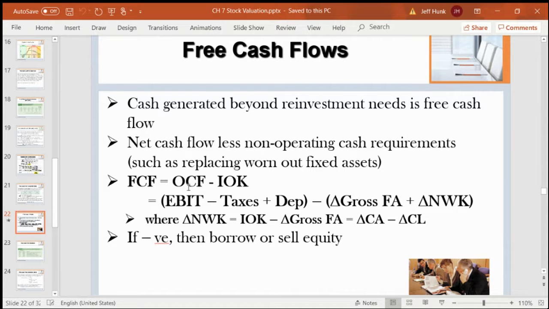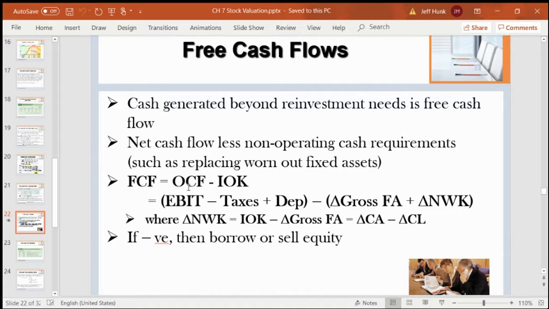Now, operating cash flow. That name, that word sounds kind of familiar. Why? You know what operating income or operating profit is, right?